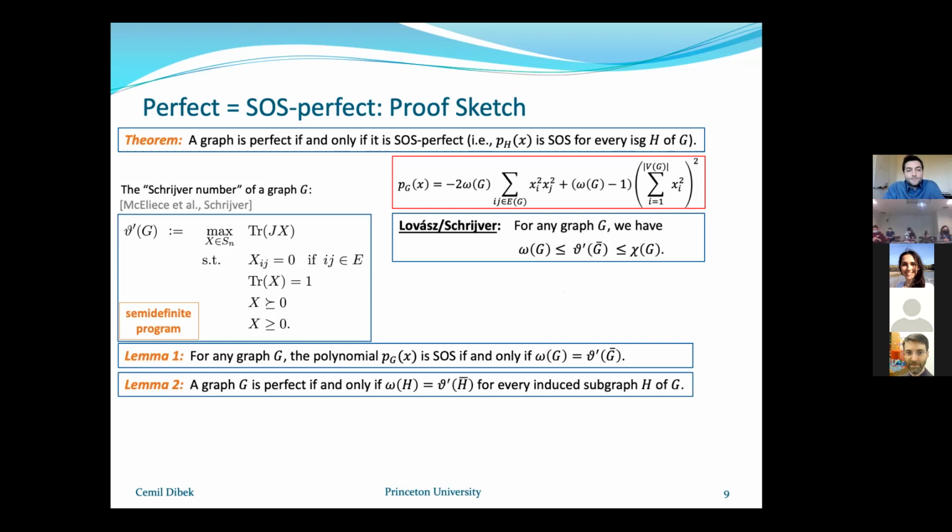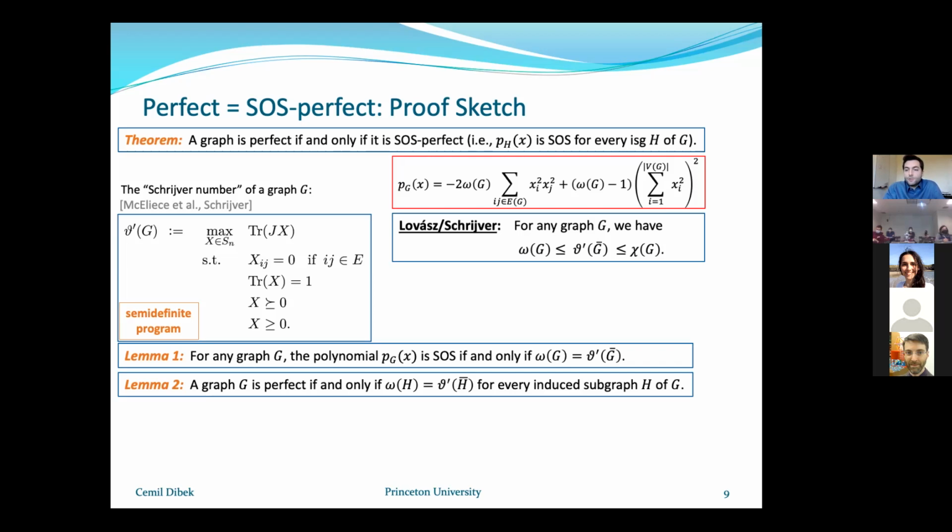Lemma 1 is more on the optimization side. It says that P_G(x) is SOS if and only if the clique number and the Schrijver number are the same. So it essentially characterizes exactly when this polynomial is SOS. And the second lemma is more on the graph theory side. It says that a graph is perfect if and only if the clique number and the Schrijver number are the same for every induced subgraph.